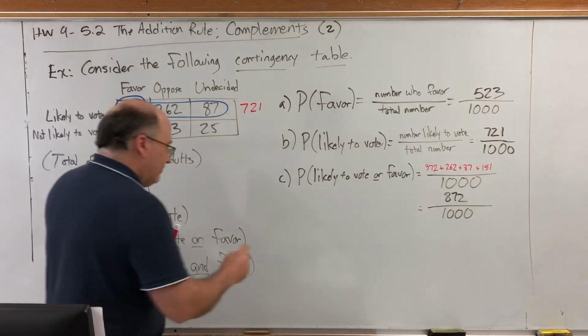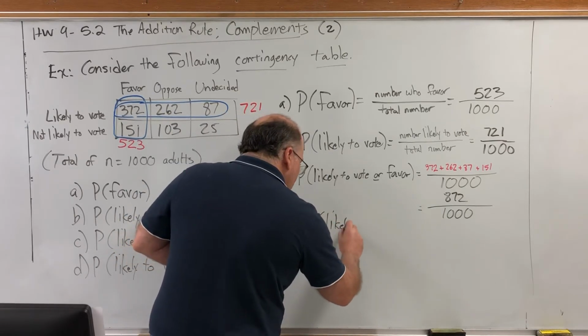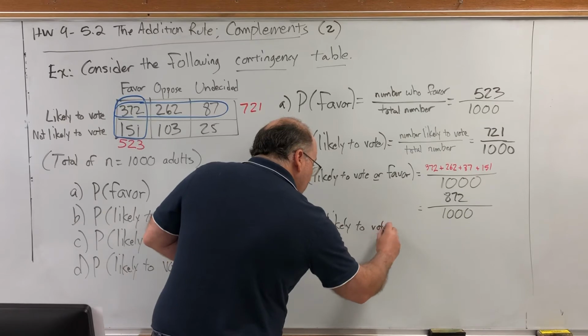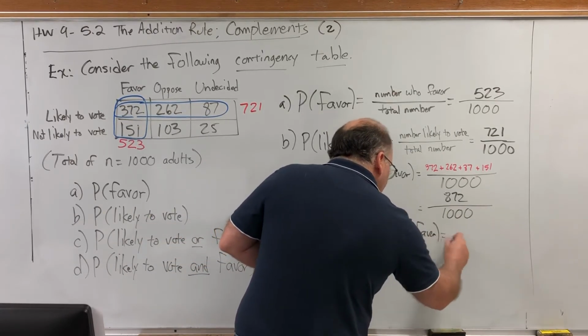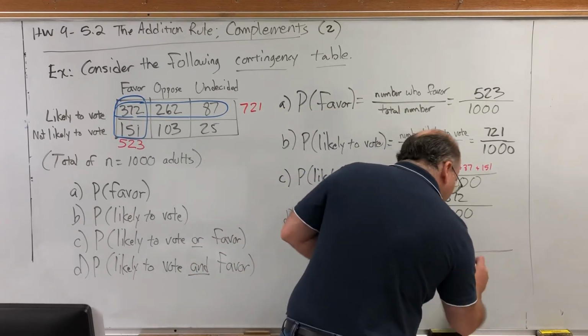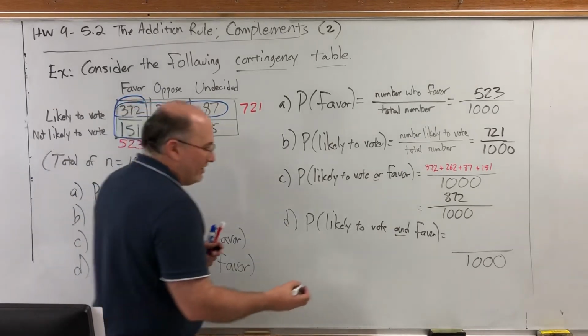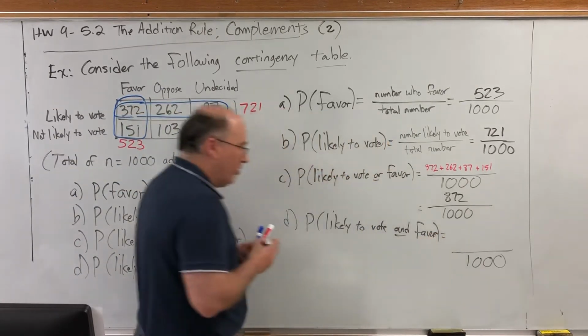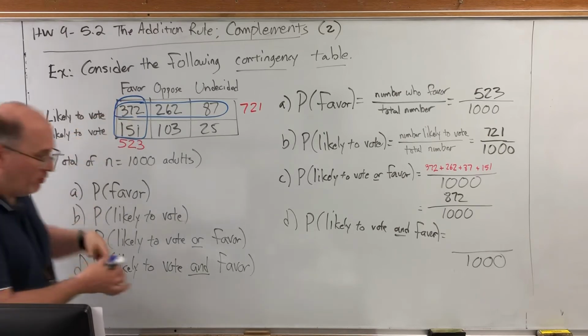Let's take a look at the AND. The probability that they are likely to vote and favor the bill. Kind of running into this answer, but please forgive me. So out of 1,000, how many people in this contingency table are likely to vote and favor the bill? We actually don't have to do any math, we just have to look in the right place. Which people belong to both the first row and the first column? These 372 people.